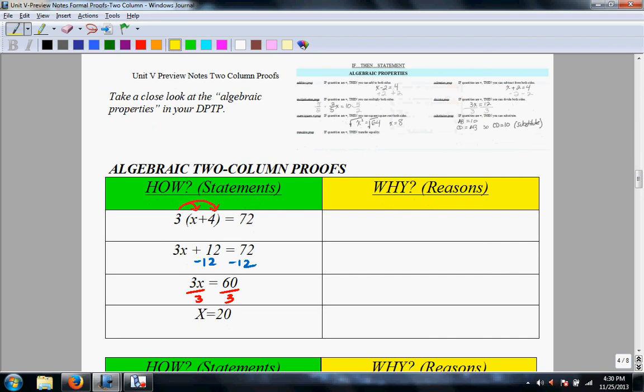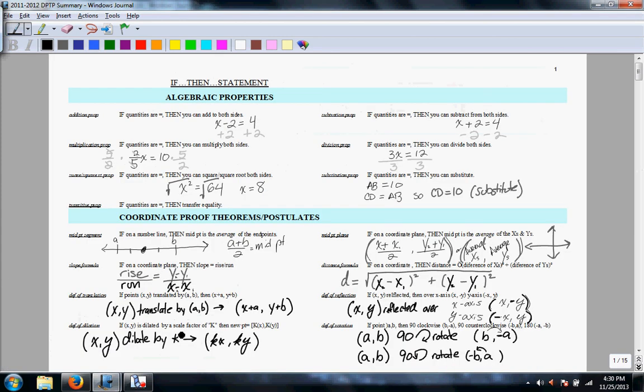Okay, now I'm specifically going to teach you how to do a two-column proof called an algebraic proof. So you want to get this part of your DPTP handy. It's very small here. Get the larger version right underneath your nose. So that would be this section right here. It's on page 1. It's called different algebraic properties.